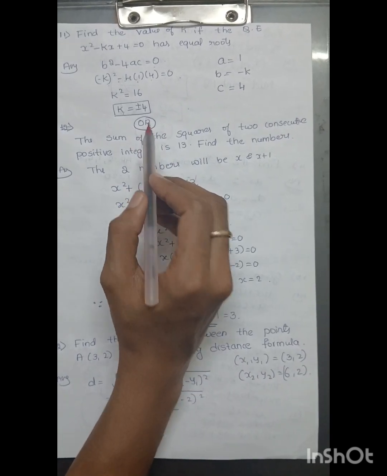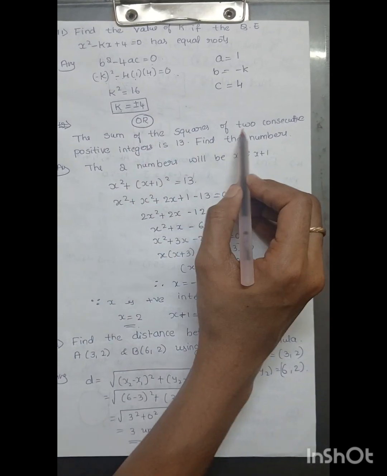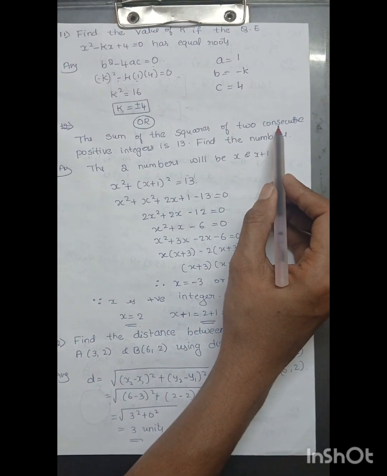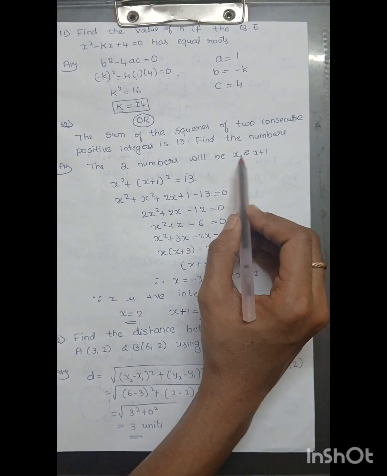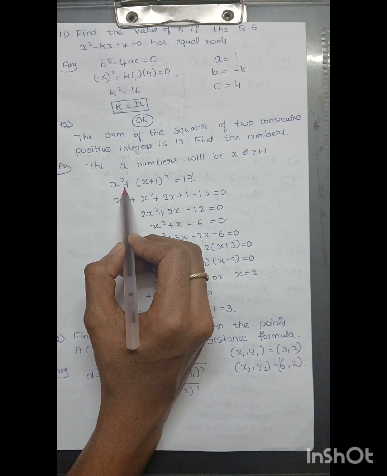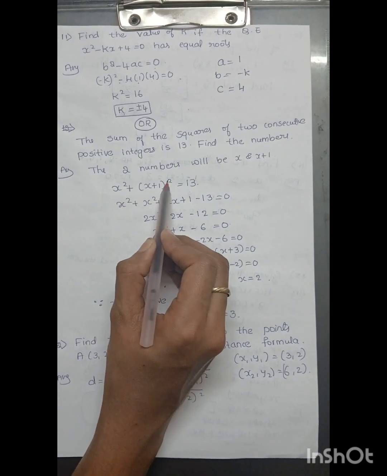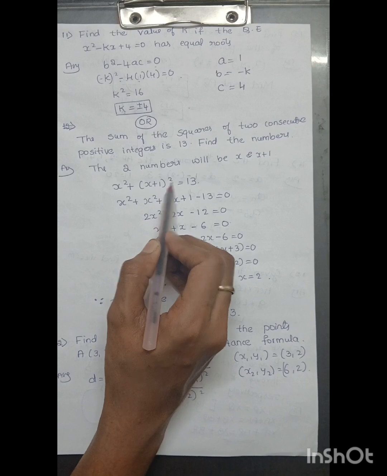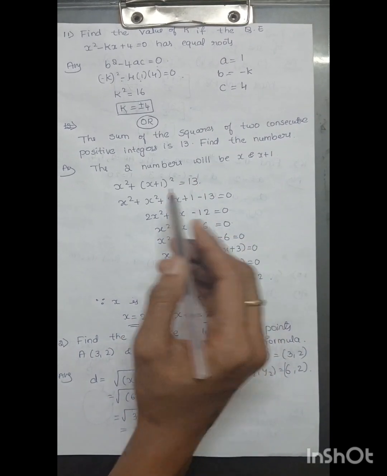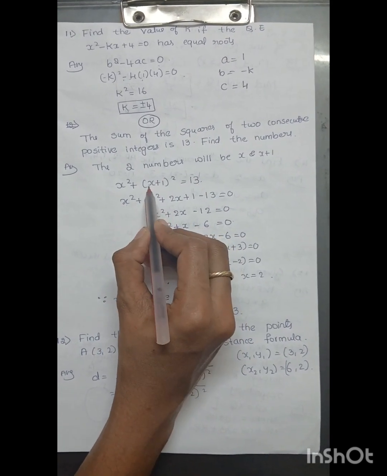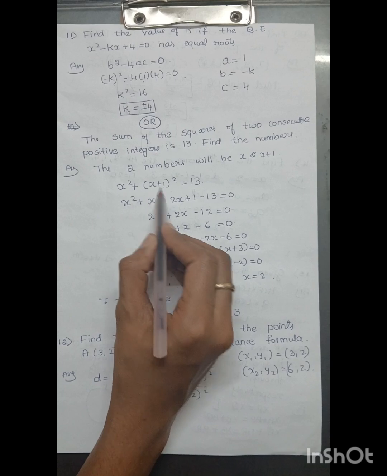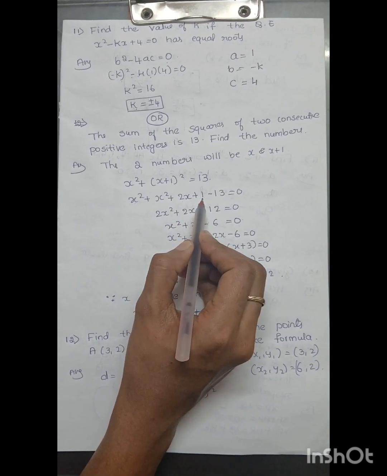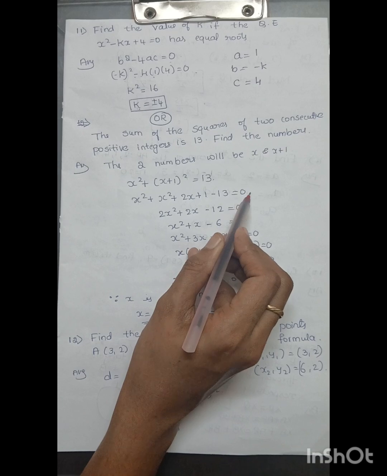Next is our question, the sum of the squares of two consecutive positive integers. I already told consecutive positive integers are x and x plus 1. Sum means addition. Sum of squares of consecutive integers means x square plus x plus 1 whole square equal to 13. So x square, this is in the form of a plus b whole square, a square plus 2ab plus b square. So x square plus 2x plus 1 minus 13 equal to 0.